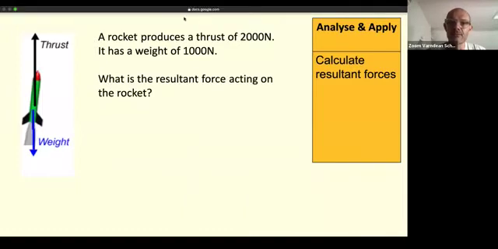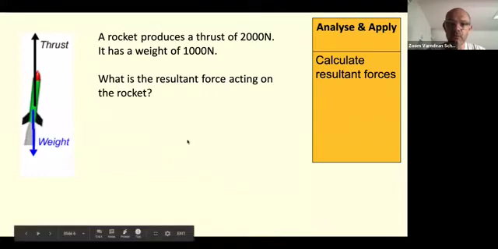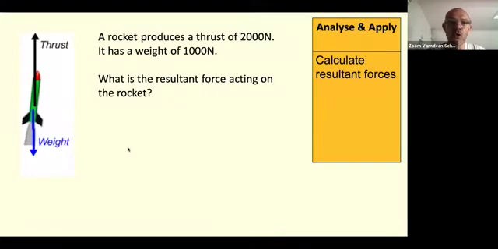So I'm just going to give you a quick poll, and we're going to see what you think about that, having talked about what I have just said. So what is the resultant force on that rocket there? 2,000 up, 1,000 down. What is the overall? Now, what I should have put in there as well is a direction. So hopefully you're all shouting the direction at the screen to me.